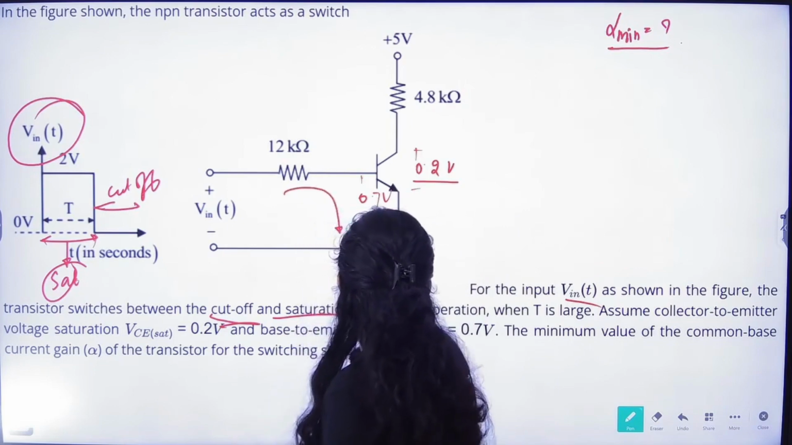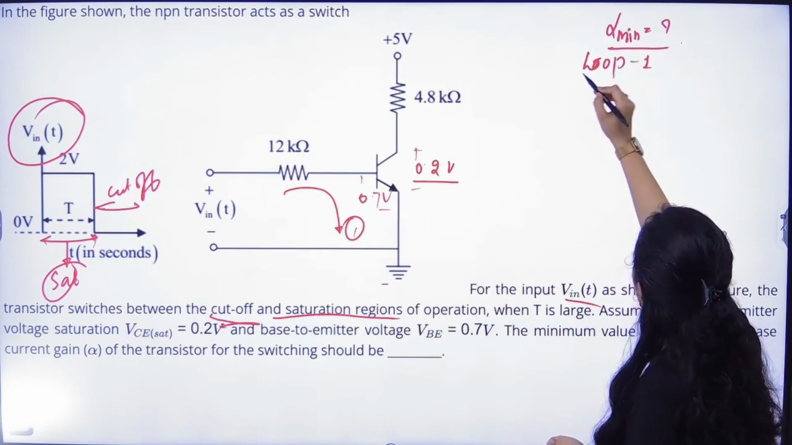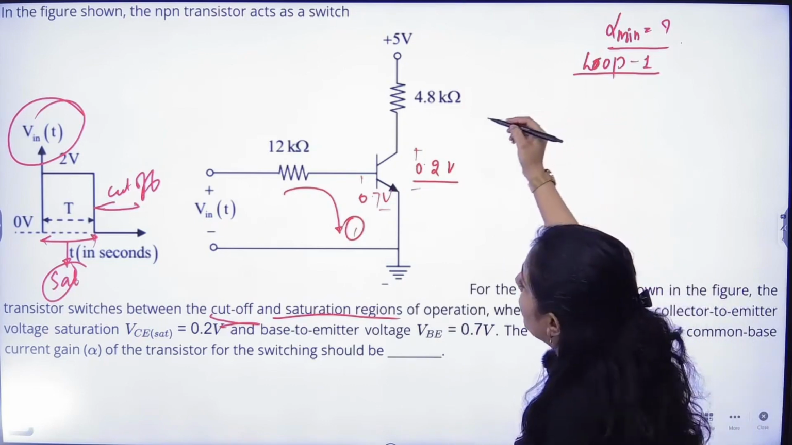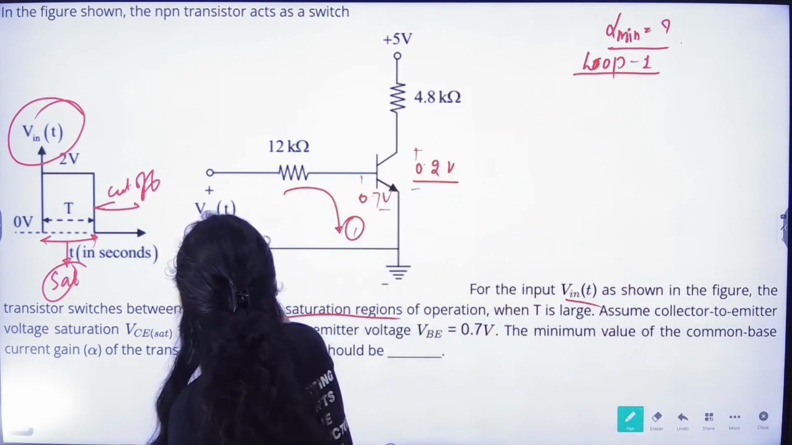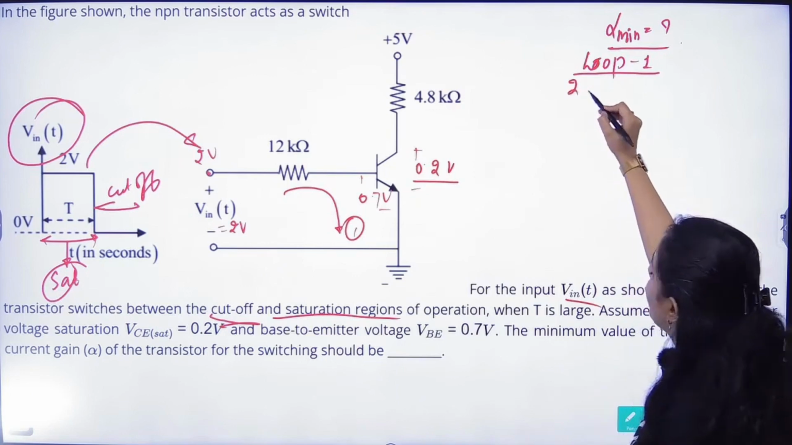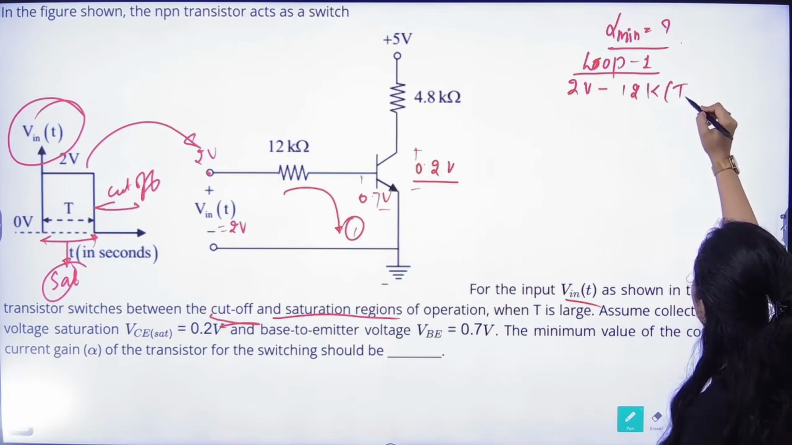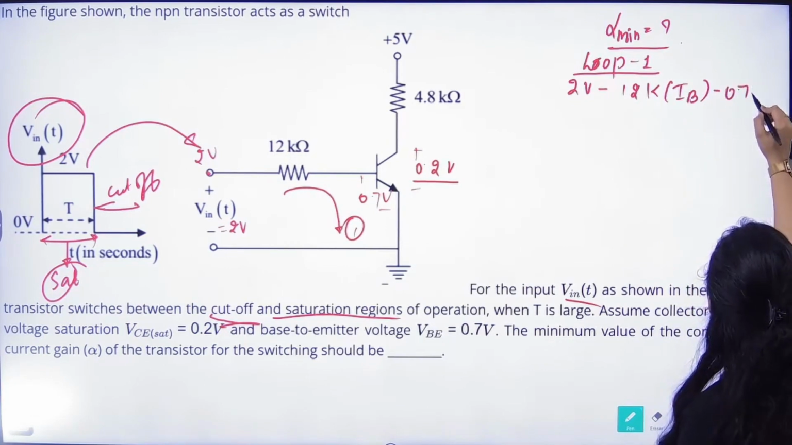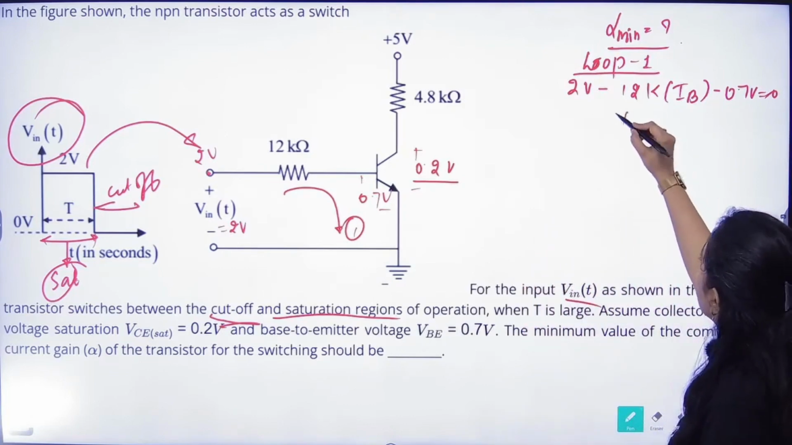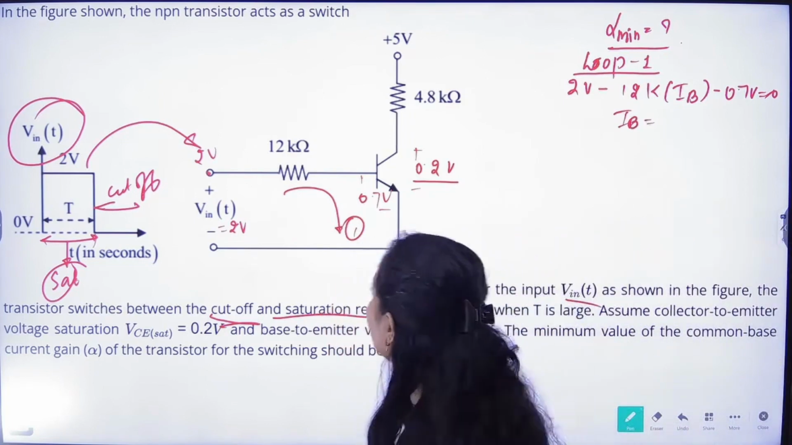By applying KVL. If I go through the first loop, V in, which is equal to 2 volts for the positive half, 2 volts minus 12K IB minus 0.7 volts will be equal to 0. That will be the equation of the first loop. In this case, I can easily find the value of IB. So the IB value will come out to be 1 milliampere.